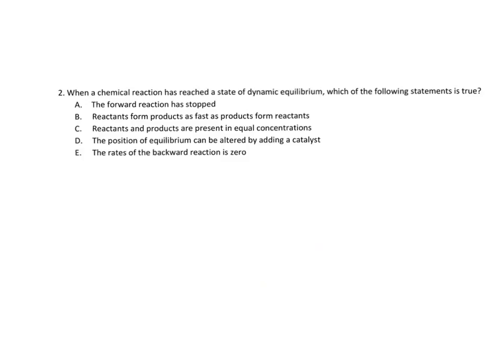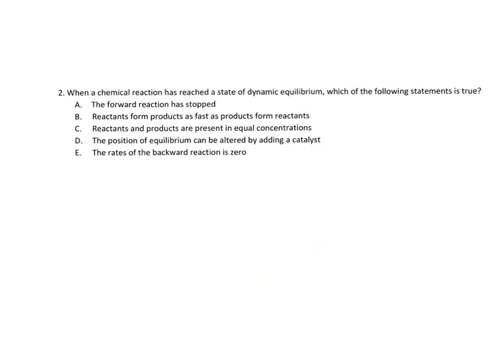Our second question reads, when a chemical reaction has reached a state of equilibrium, dynamic equilibrium, which of the following statements is true? A, the forward reaction has stopped. B, reactants form products as fast as products form reactants. C, reactants and products are present in equal concentrations.